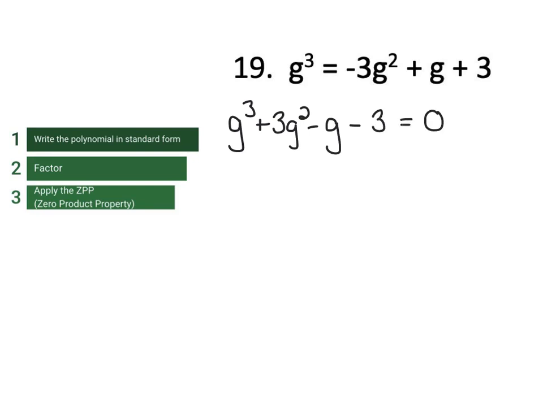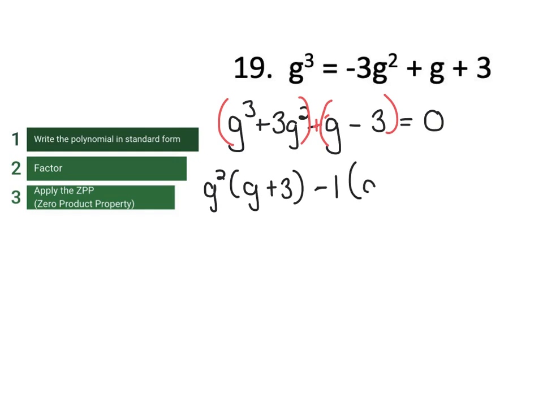So I have a polynomial with 4 terms. So I'm going to try grouping. I'm going to group the first two. I'm going to make this plus a negative and group the second two. So my GCF of the first binomial would be g squared times g plus 3. I'm going to factor out a negative 1 to make this be g plus 3.